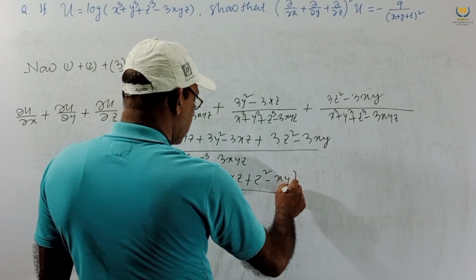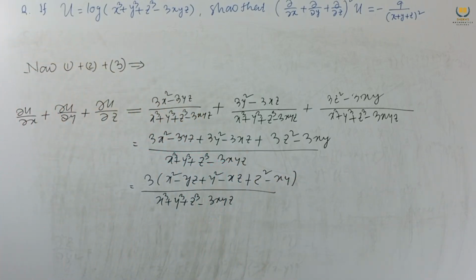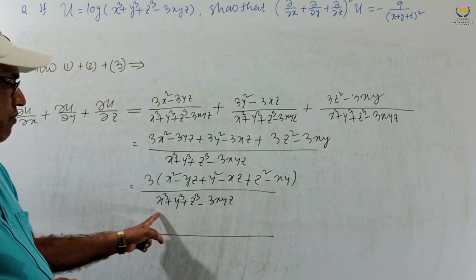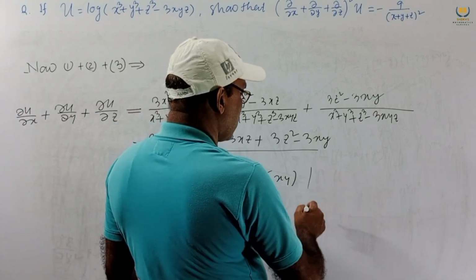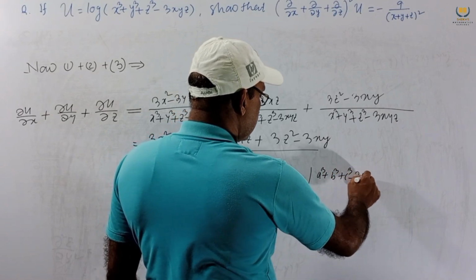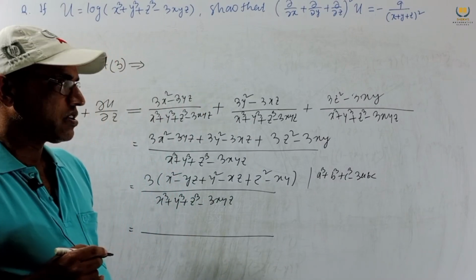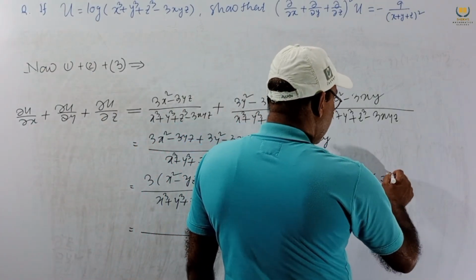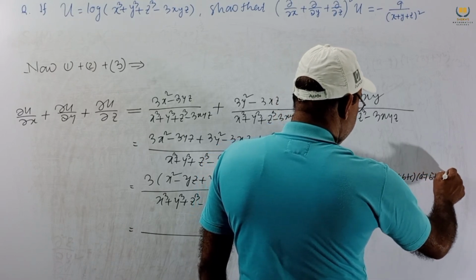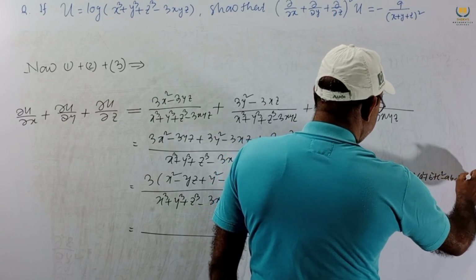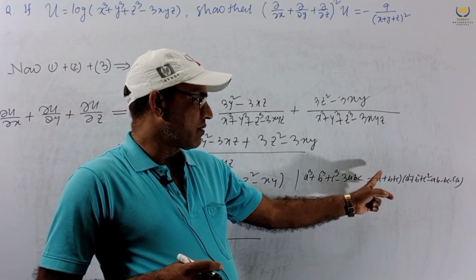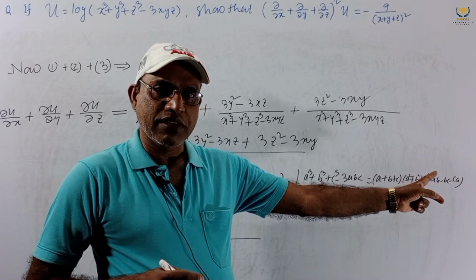square minus xy. We get this one, and this will be, again, we know this is a direct formula. We know this formula from lower class: a cube plus b cube plus c cube minus 3abc equal to a plus b plus c into a square plus b square plus c square minus ab minus bc minus ca. We write this formula again.